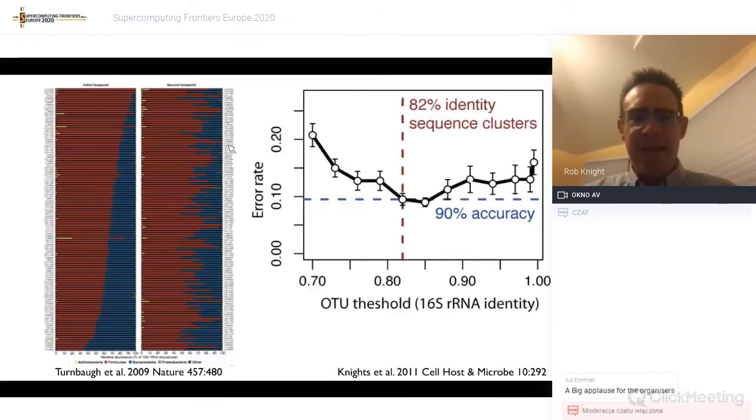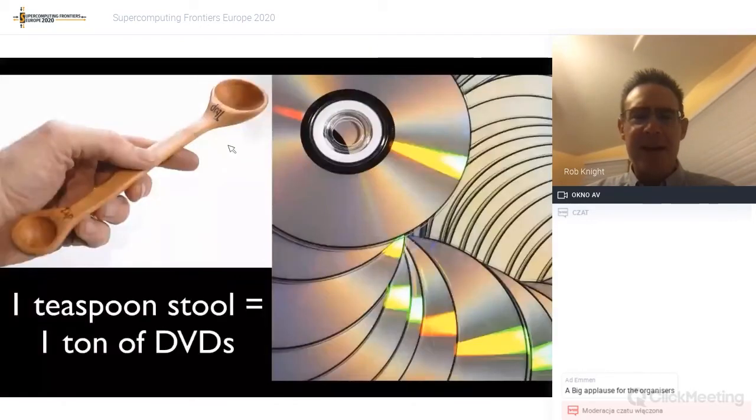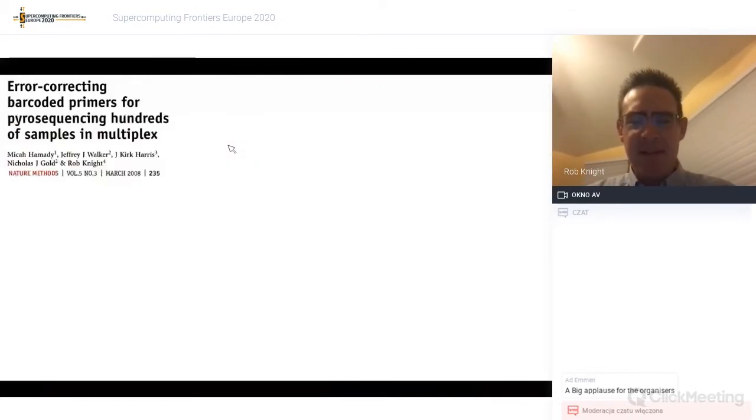Now, all of this is a big data challenge. And we calculated recently that each teaspoon of your stool contains literally the amount of data that it would take one ton of DVDs to store, right? This is all a big data challenge. And my lab has contributed substantially to this big data problem by producing a lot of it.